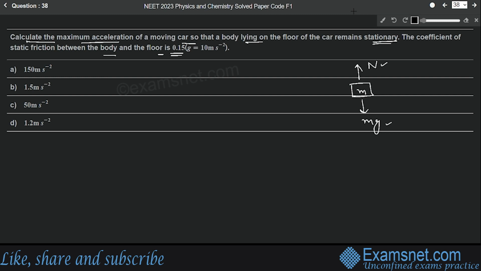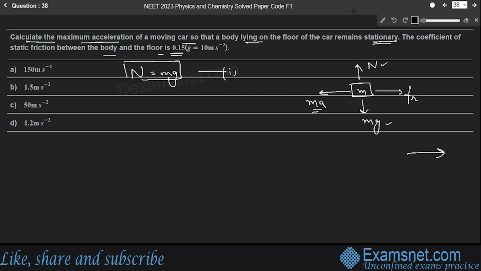Okay, so N will be equal to the downward force mg. Let's say this is equation number 1. Now, there will be a pseudo force on this body, equal to ma, mass into acceleration, that will tend to move the body in the direction opposite to the motion of the car. If the car is moving in the right direction, then this pseudo force will be in the left direction. But in the direction opposite to this, there will be a frictional force that will tend to oppose this motion.